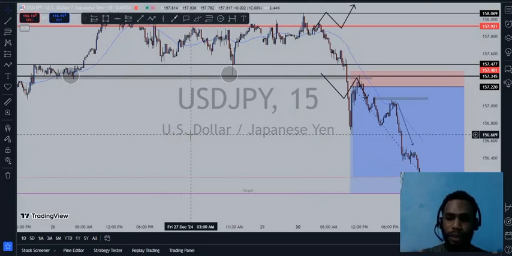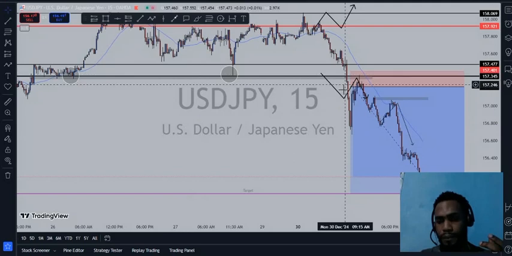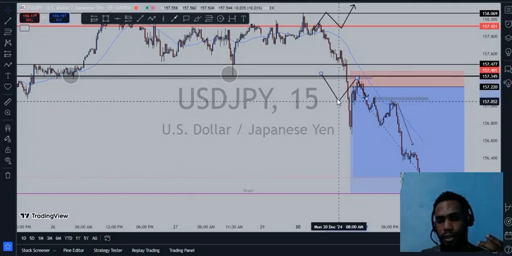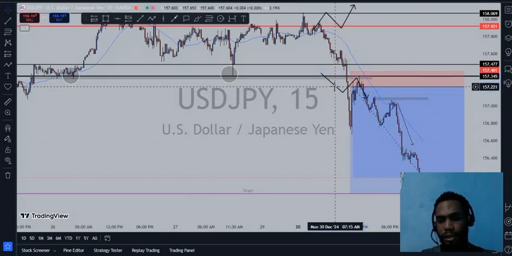Once you wait for your confirmation, it gives you more confidence that the market will actually go in the direction which you predict it to go, right? So as I advise, the break and retest. So currently that's what happened, and that's how I got into this trade, right?